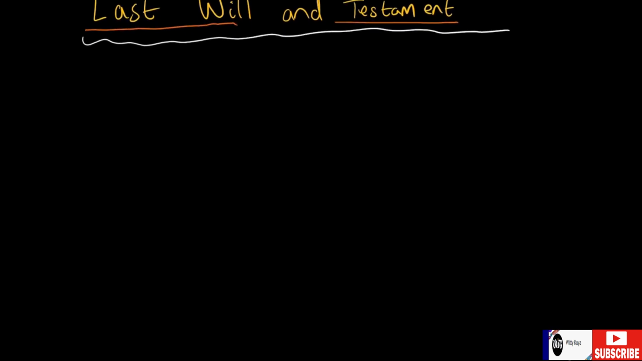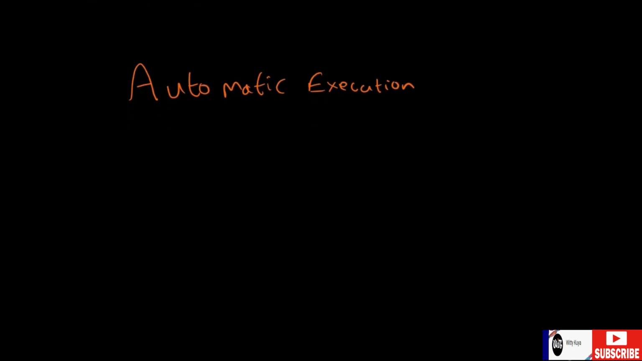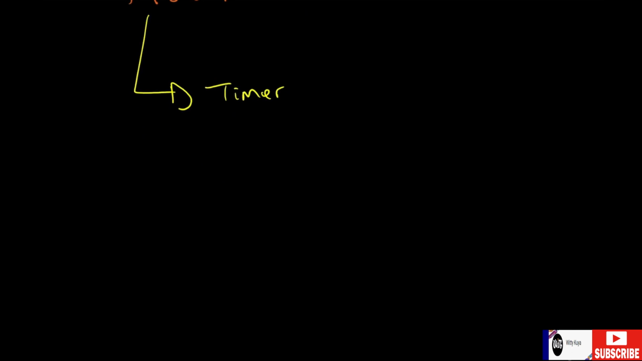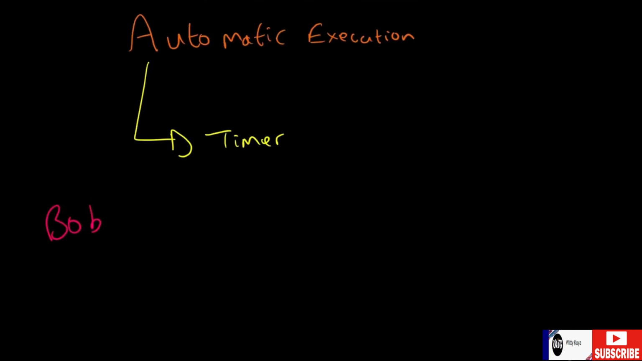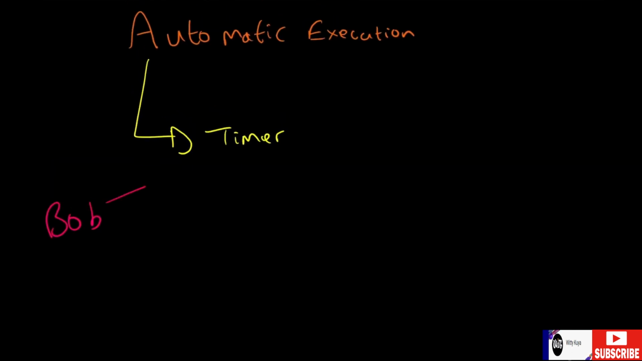So the great thing about using some sort of blockchain based system and smart contracts is automatic execution. And a very popular concept for this is using a timer.